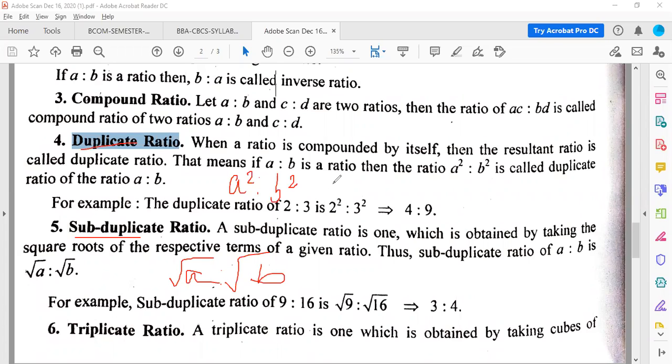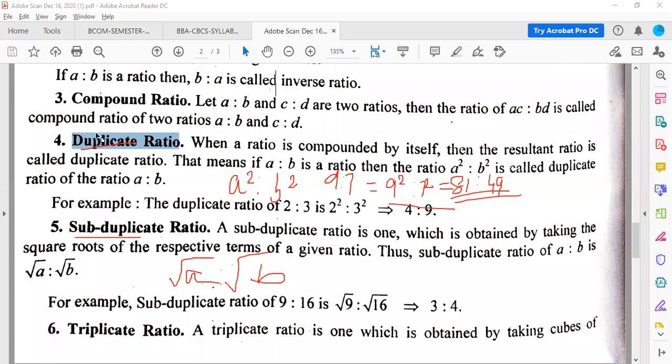Now let's take for example, there is a term like this, 9 is to 7 is the ratio. Now if they ask you to find the duplicate of it, you will have to just square it. 9 square is to 7 square. Okay, what is 9 square? 81 is to 7 square is 49. Correct? So this will be our duplicate ratio of 9 is to 7.